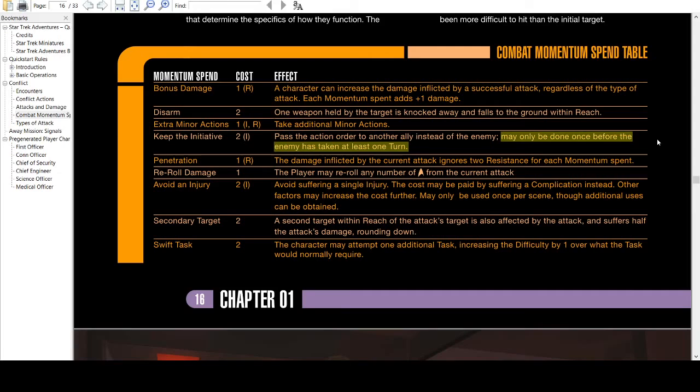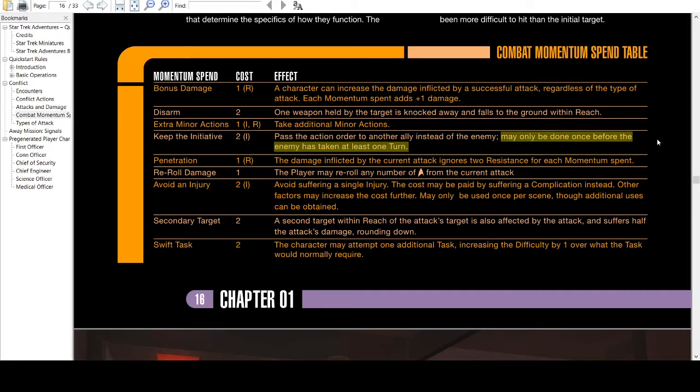So it means the first player on the first turn may not be able to do it, but the second player, maybe on the third turn, will be able to use keep the initiative to benefit the third player. Alright, penetration, cost of 1 momentum, repeatable.